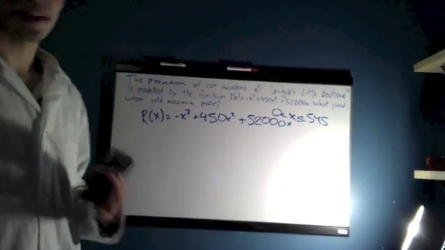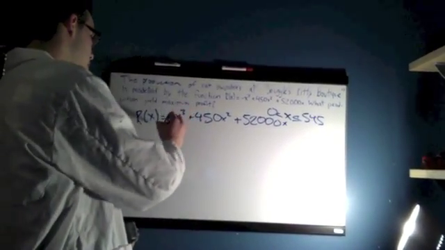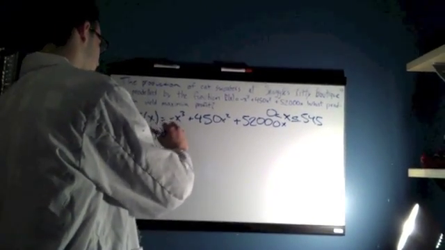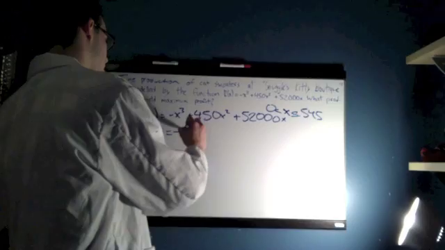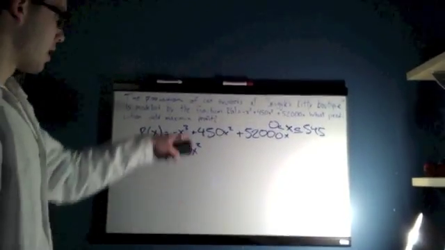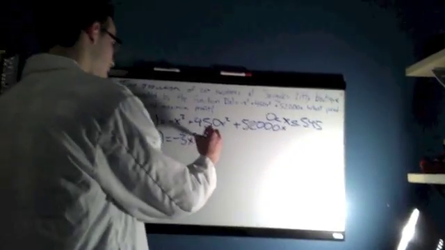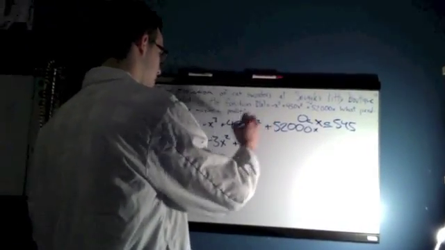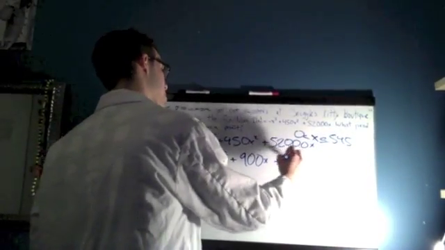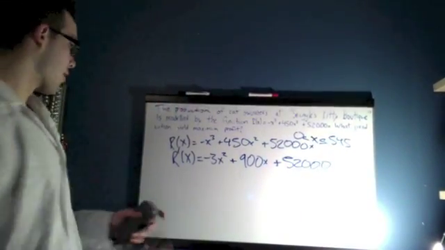So to find the derivative of this, it's extremely simple. So we're going to take this 3, put it out in front. So our r prime of x. So this is just a simple derivative. We're going to take that 3, put it out in front, and then subtract the exponent by 1. And then we're going to do the same thing for here. So we're just going to take the 2 out in front. So this would become 900x, and then this would become 52,000.